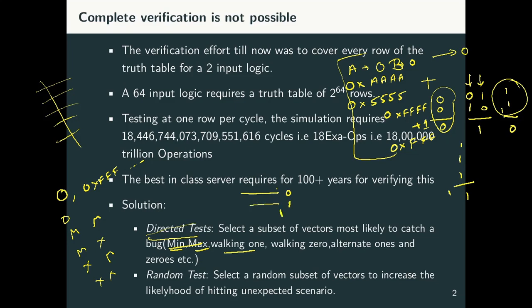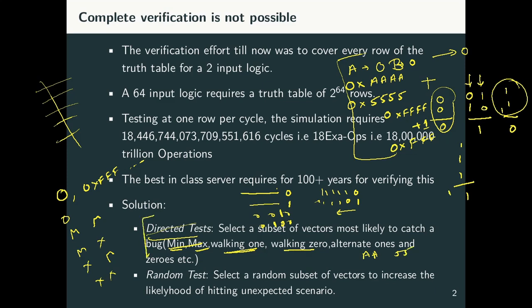Then one at bit location 1, all the other bits are 0. Then one at bit location 2 and all the other inputs are 0. So that would be a walking 1. And similarly, a walking 0 would be all 1 with 0 at LSB, then 0 at LSB plus 1, and so on and so forth. Alternate ones and zeros are basically patterns of AA and 55.